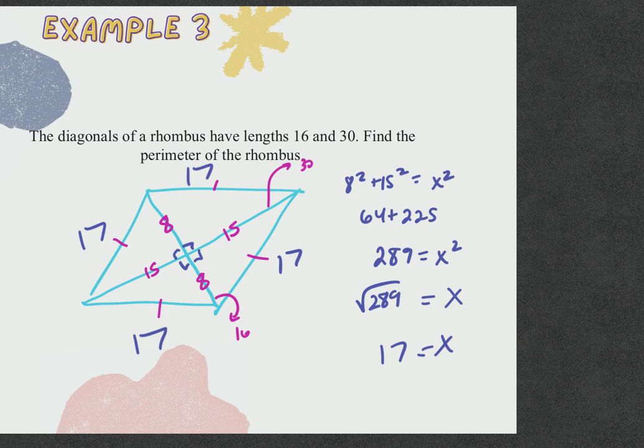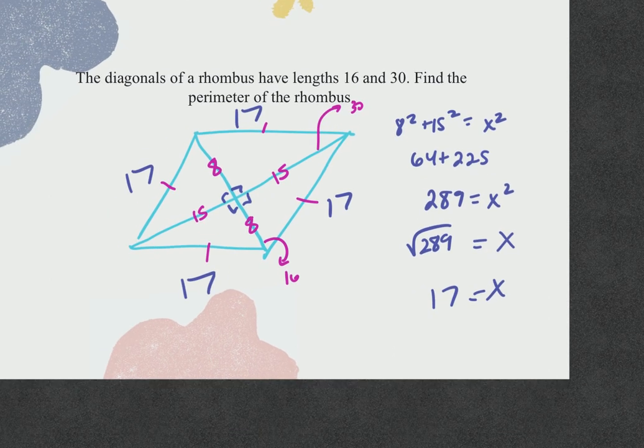But did it ask for a side length? No. What did it ask for? Perimeter. So it's 68. How do I do that? 17 plus 17 plus 17 plus 17, or 17 times 4. Good job, great job.